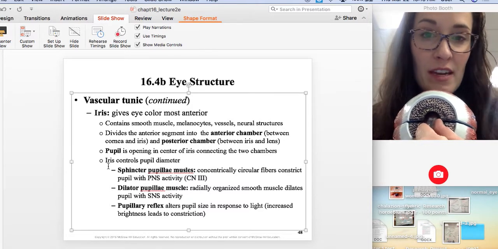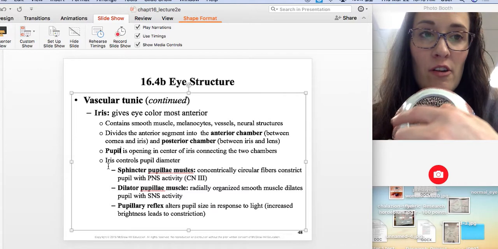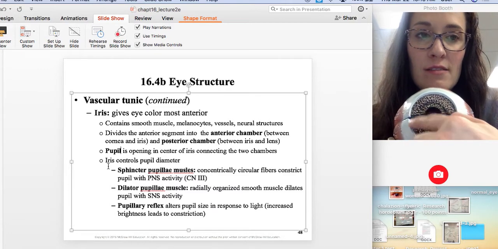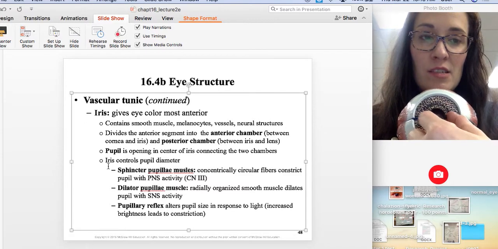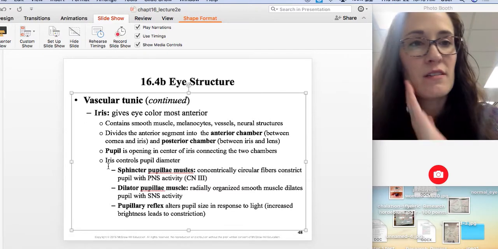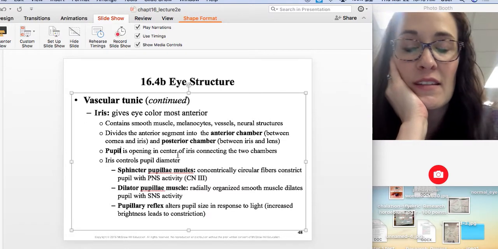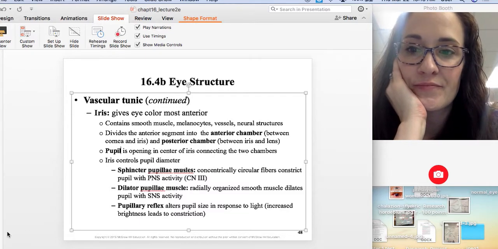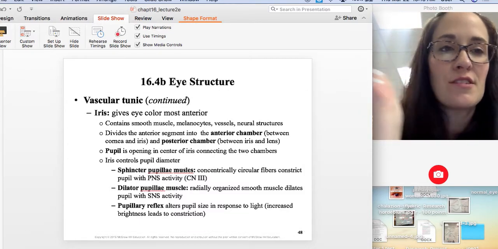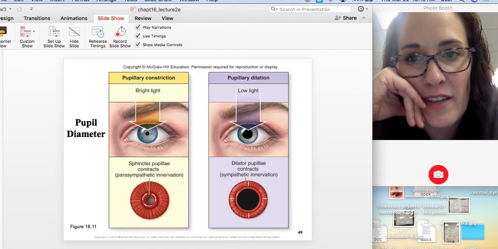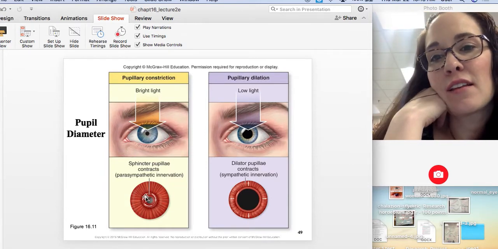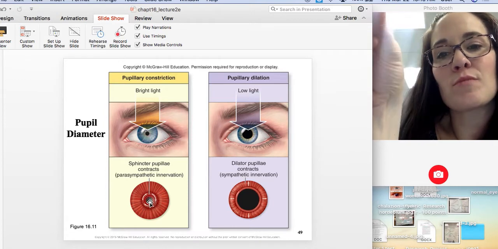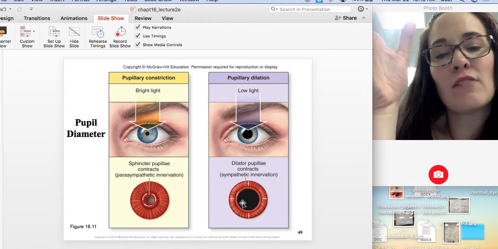The other layer of muscles in the iris, out here, when they contract, cause the pupil to get larger, in the sympathetic nervous system. The reflex that causes your pupils to change is called the pupillary reflex. And this just shows that same thing. These muscles are contracting to make the pupil smaller, and the outside muscles are contracting to make the pupil larger.